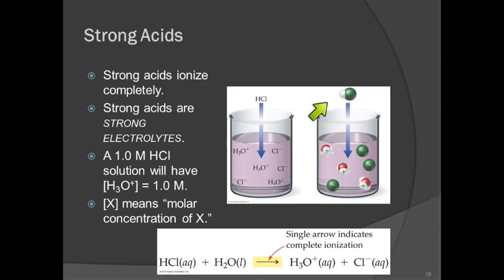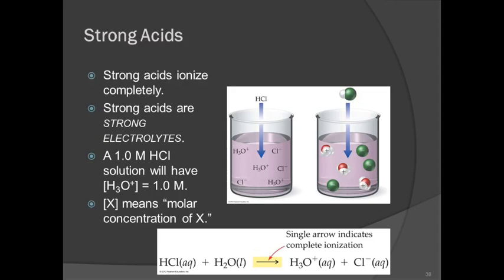Here it is with pictures, green representing the chlorine and white representing the hydrogen. When we put this in here, all of those combinations come apart. We have green balls floating around. The white balls are not floating around by themselves because hydrogen ions are only protons and they're too small to be out alone. They're going to ride on the water molecules. And so we'll see these hydronium molecules. Strong acids ionize completely. Strong acids are strong electrolytes.